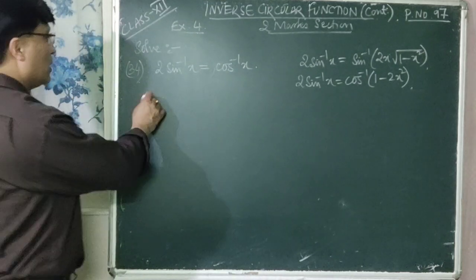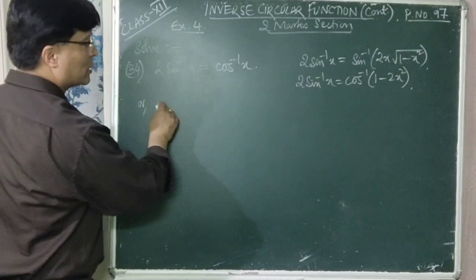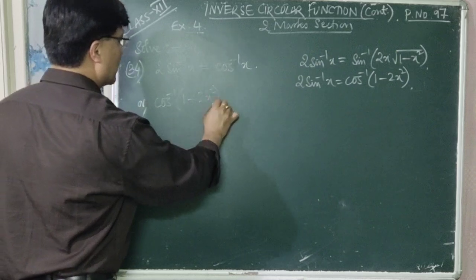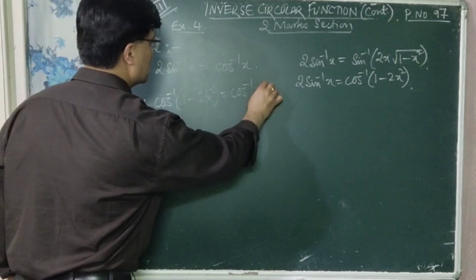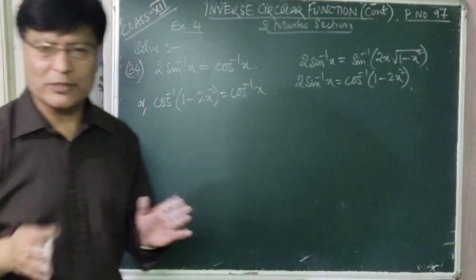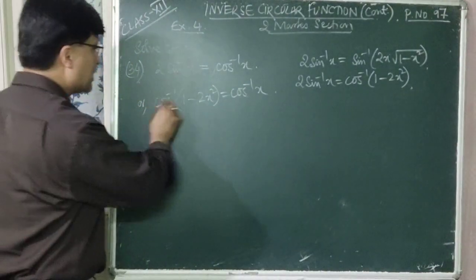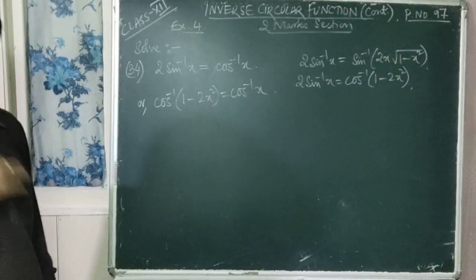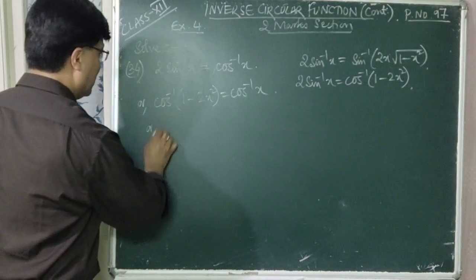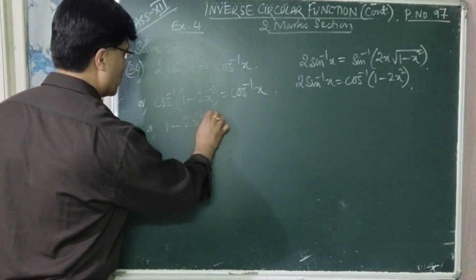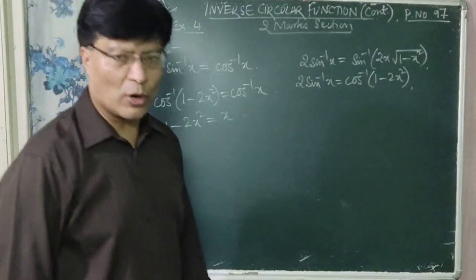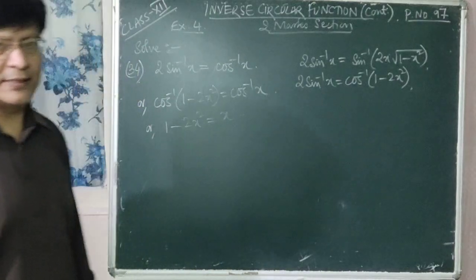Okay. So now let us write down 2 sin inverse x. What is the formula? Cos inverse 1 minus 2x square is equal to, this is cos inverse x. Okay. Now from both the sides cos inverse is cancelled. But you should not show the cancelling like this. Don't write that cos inverse in the next step. So this is 1 minus 2x square is equal to x. From both the sides cos inverse are eliminated. Is that clear?